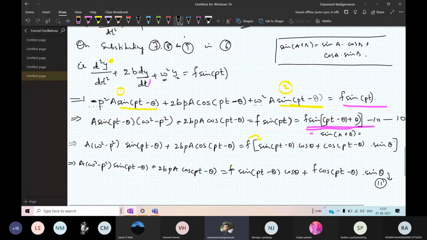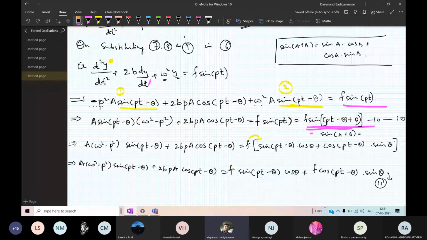Now you look at equation number 11, a very important equation. Equation number 11 is very important.